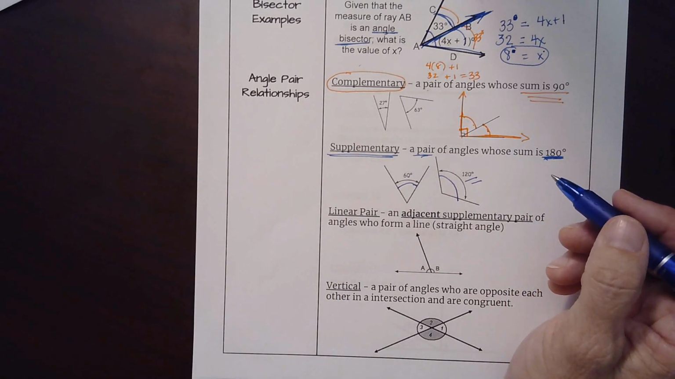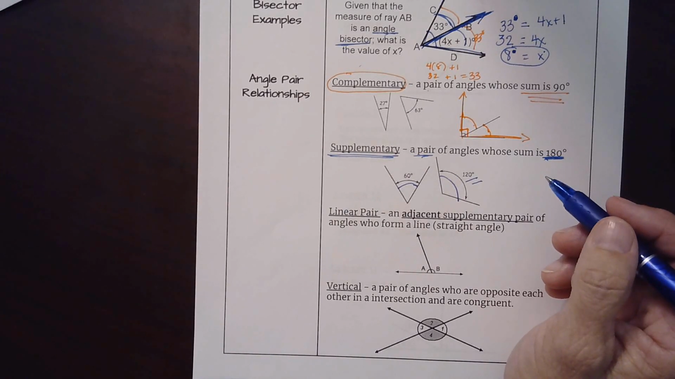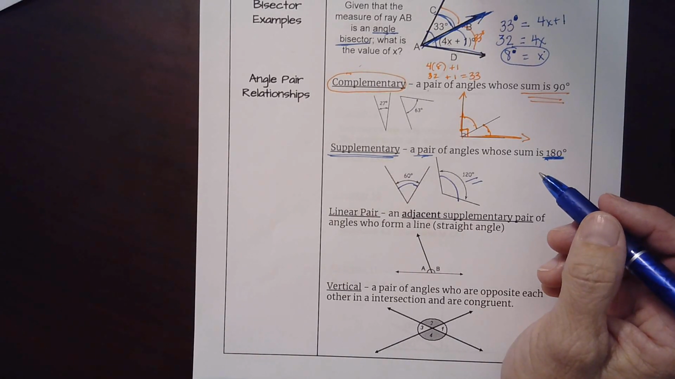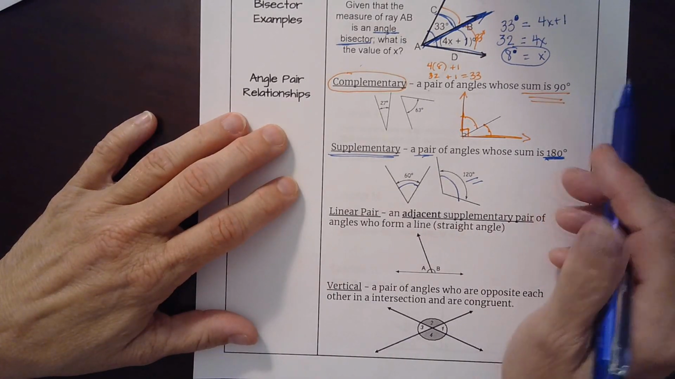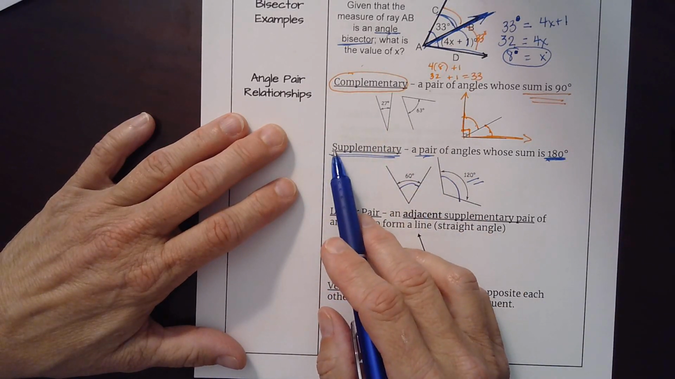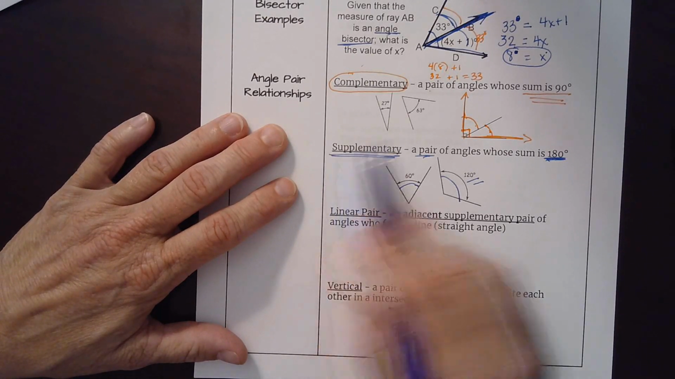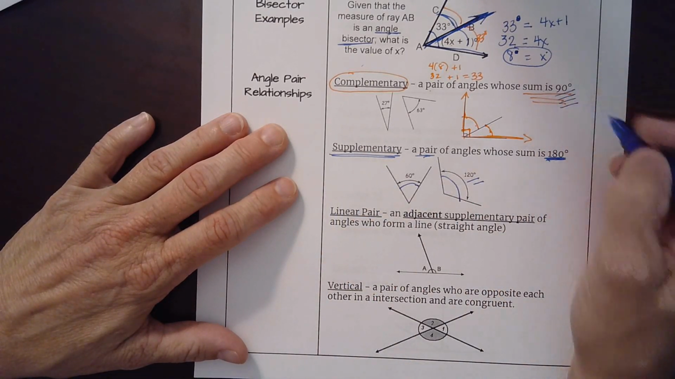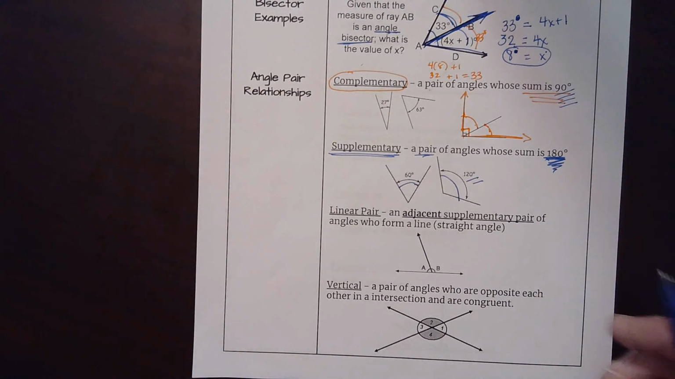Now, here's how I think through this one, because every once in a while, when I haven't talked about them before, I always kind of have to think which one's complementary, which one is supplementary. Well, this is how I remember it. C comes before S alphabetically. Complementary comes before supplementary. And 90 comes before 180. Now, I don't know if that'll help you, but that's just some reason I always have to think through it that way.